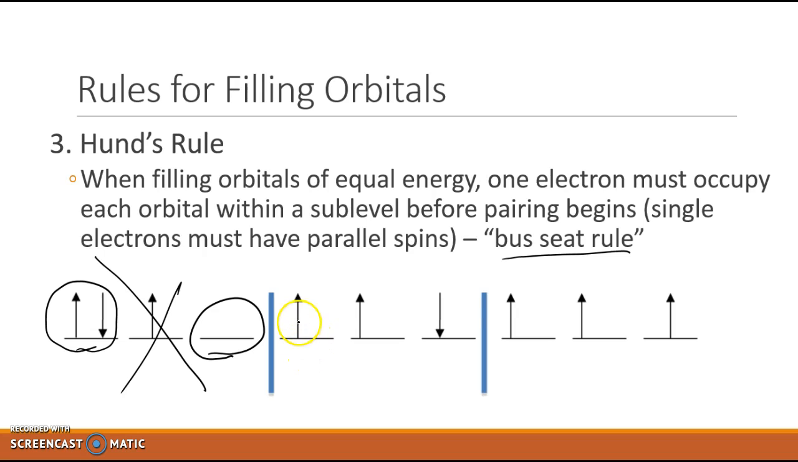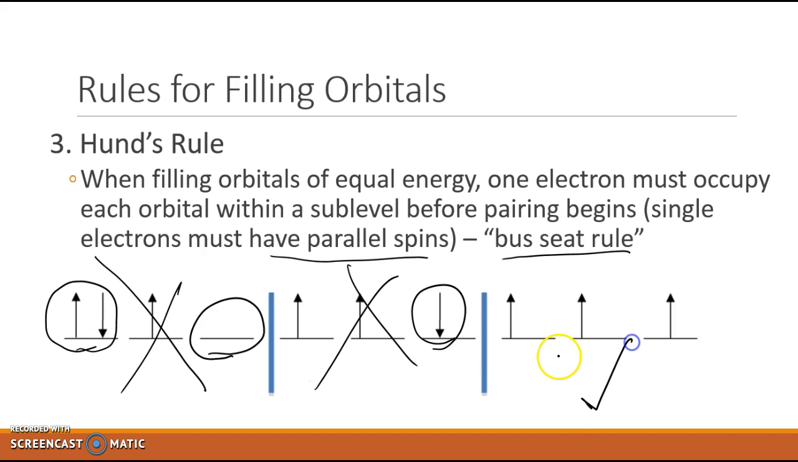This one here, they are all in their own seat first, or their own orbital, but the problem is they need to enter with parallel spins. So up, up, up, or down, down, down, but they all have to be going the same way. So this is also not good. And then this one's good to go. They're all in their own orbital. They're all facing the same way. So keep these ideas in mind. You don't want to break any of these when we fill any of our orbitals.